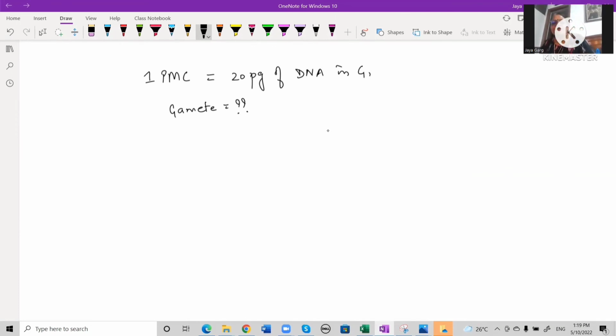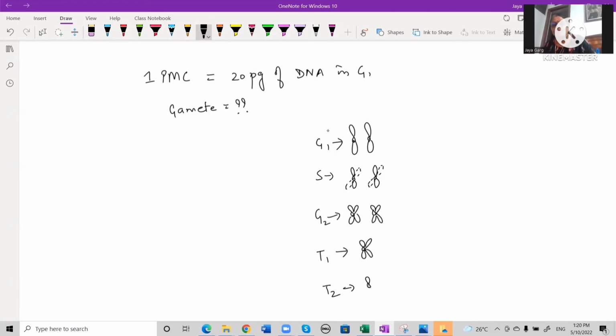Do one thing. First of all, start this way. Draw 2 chromosomes in the G1 phase. In the S phase, do the doubling for them. In the G2 phase, obviously it will be doubled. This condition. Then prophase and metaphase will be this only. Anaphase, opposite poles. In telophase 1, what will happen? You will have only 1 chromosome per cell. And in telophase 2, you will again have 1 chromosome per cell.